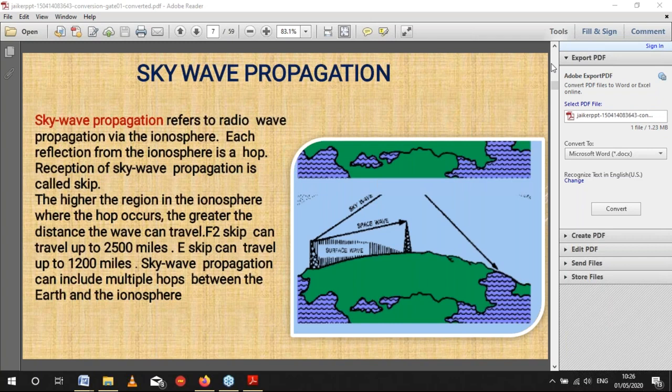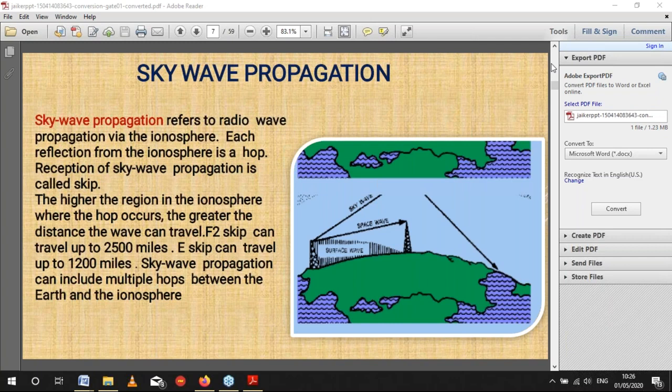The higher the region in the ionosphere where the hop occurs, the greater the distance the wave can travel. I told you what the hop is: a reflection from the ionosphere is the hop. So the higher the reflection from the ionosphere, the greater the distance the wave travels. Then the skip can travel up to 2,500 miles.